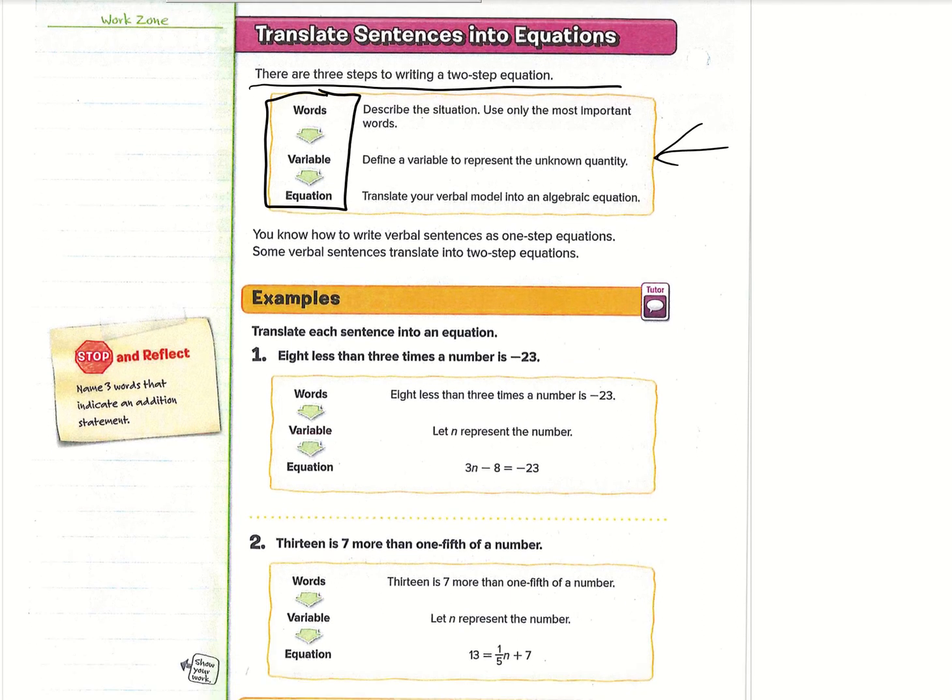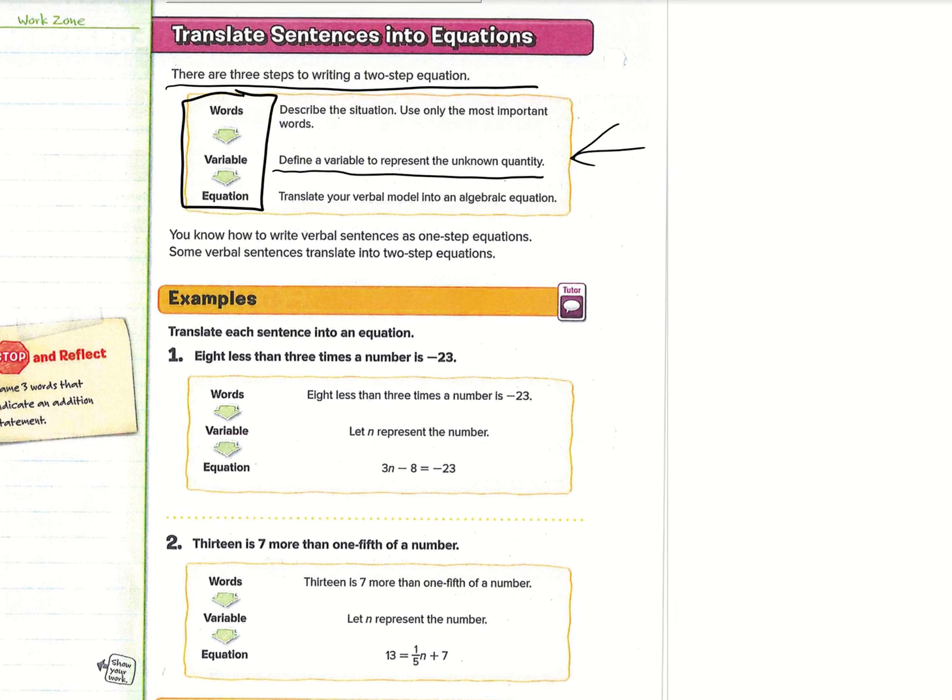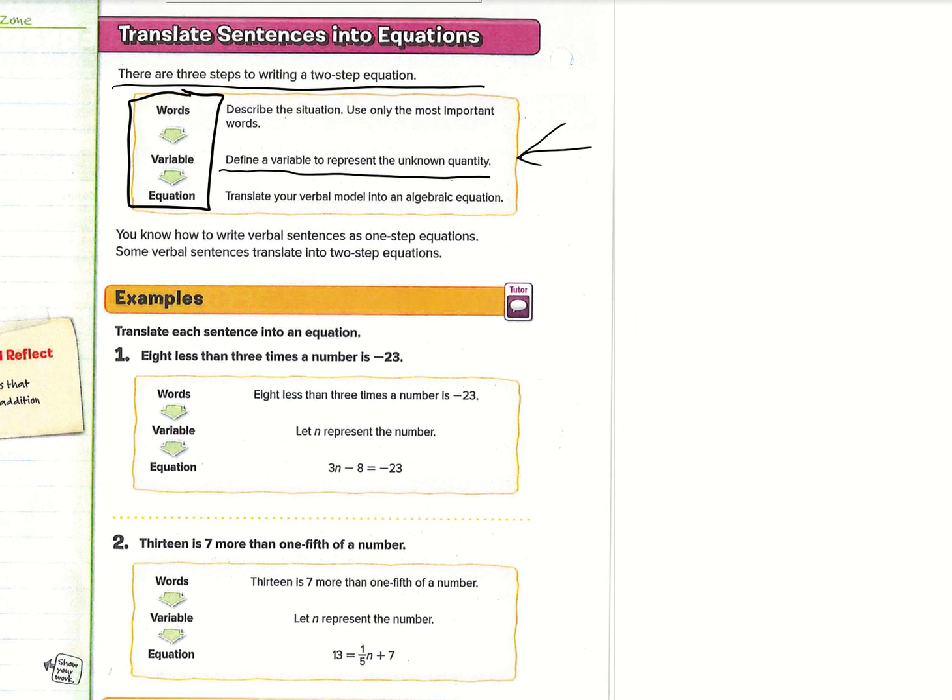The second step is the variable. So basically, for your variable, it says define a variable to represent the unknown quantity. So what I really want you to remember for step 2 is variable equals the unknown. Whatever it's asking you, that's going to be your variable.